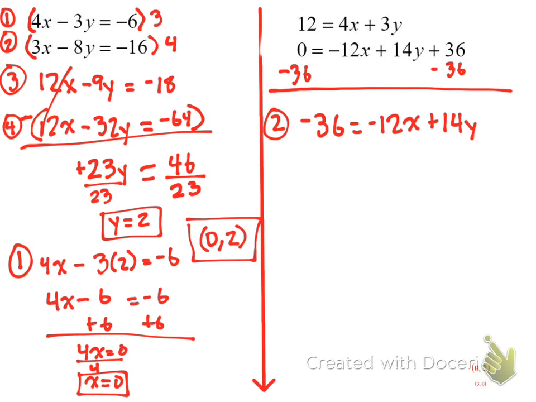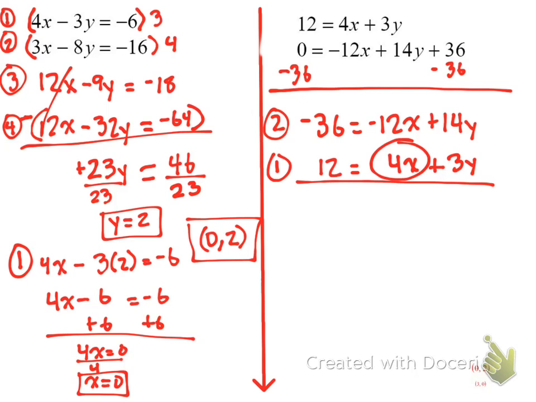Now I'm going to put equation 1 right next to it, and I'm going to ask myself, what can I eliminate? So I'm bringing down the 12 equals 4x plus 3y. Okay? When I look at these, I notice that I can multiply equation 1 by 3 so that 4x would be equal to 12x. So I'm going to multiply equation 1 by 3. So we got 36 is equal to 12x plus 9y. This is my new equation.